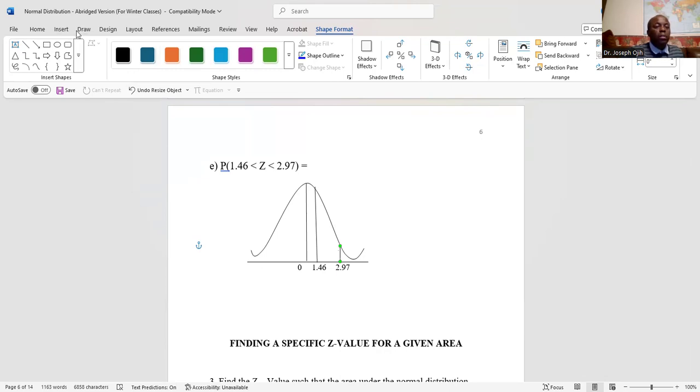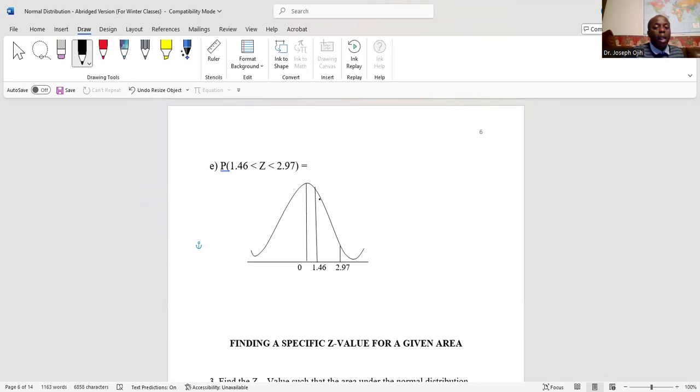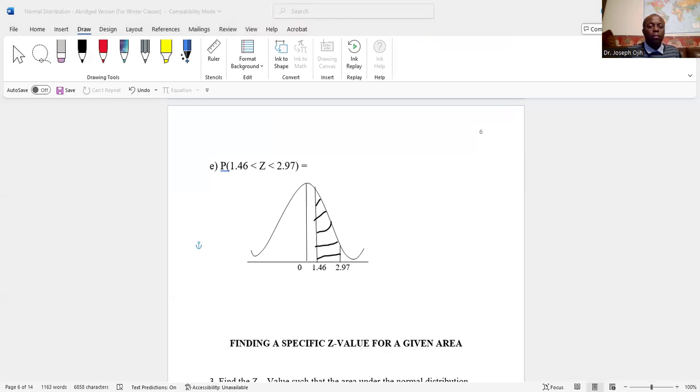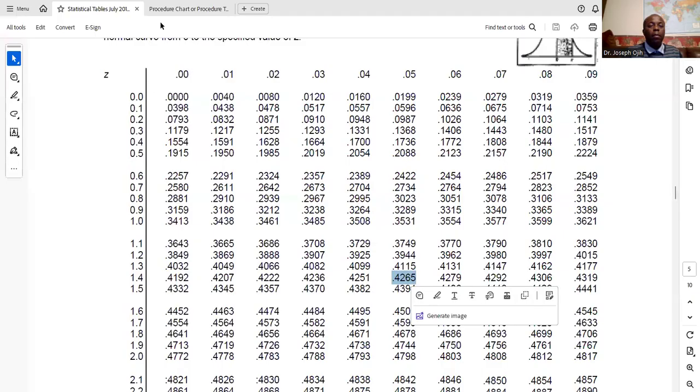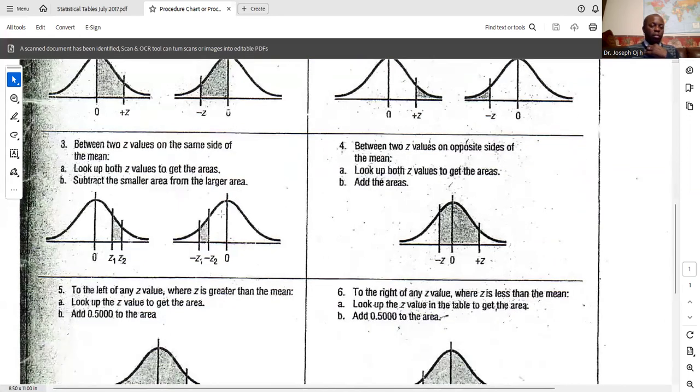So let us shade it. We have shaded it. So now we can look for a chart that looks like this one. So we go to the procedure table. So you can see that it is this one here. Look at the z-value to get the area, subtract the smaller area from the larger area. So let's go and do it.